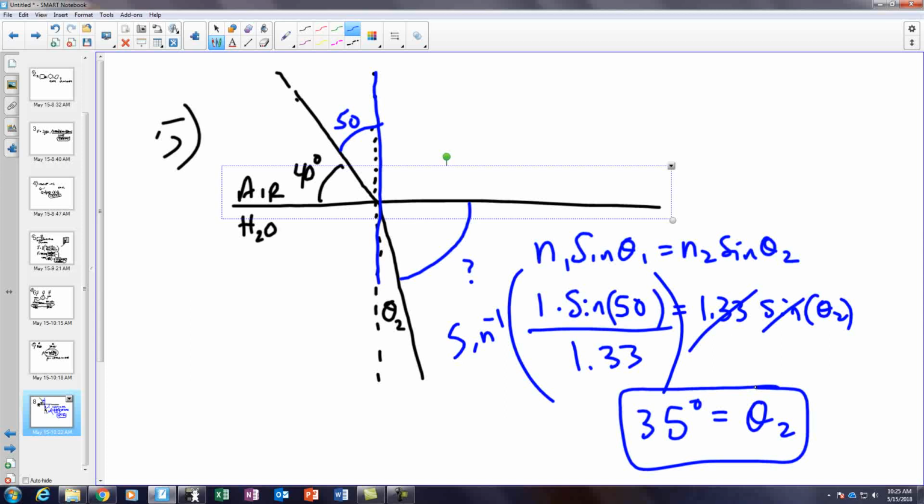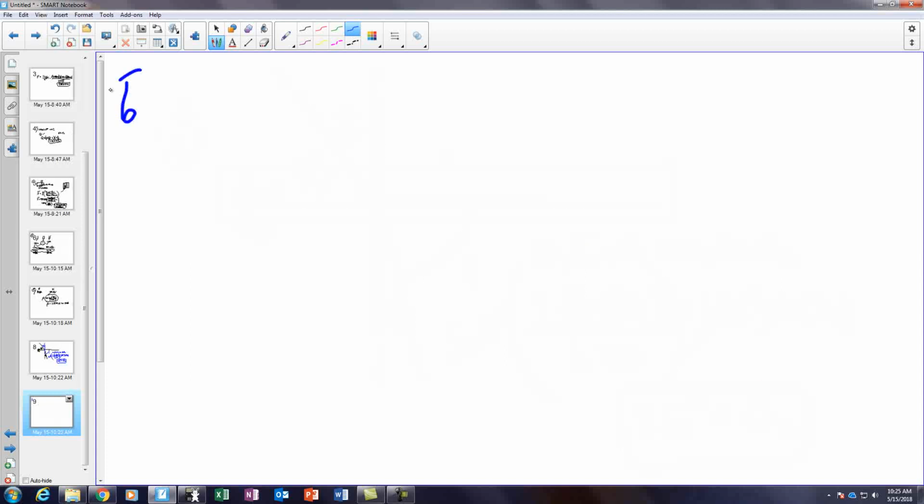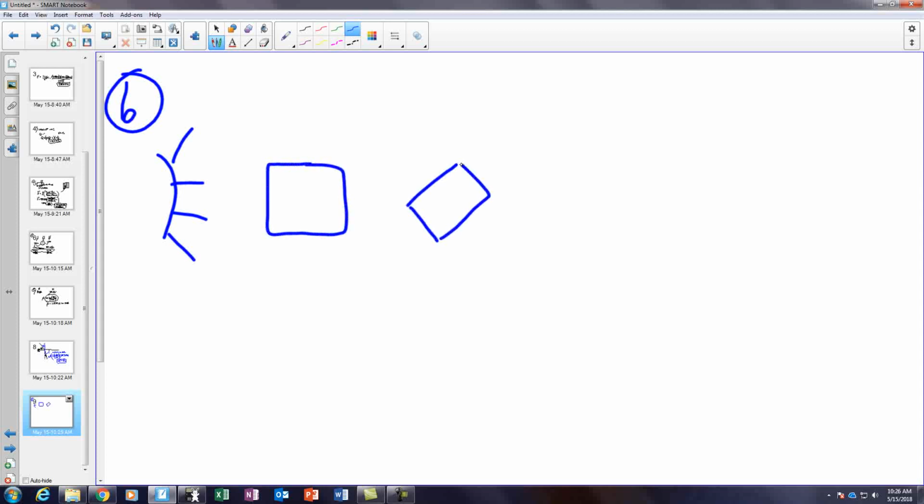Okay, so now what we're going to do is go to question number 6, where we have the polarizers. Okay, we have the sun shining. We have a polarizer followed by 2 polarizers that have been shifted 15 degrees each time past the other one. And the question is, how much light gets through?